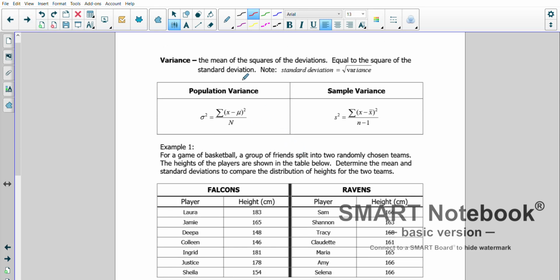I guess before that, the variance. It's just another measure of spread. You take your standard deviation and you square it, and you get the variance.